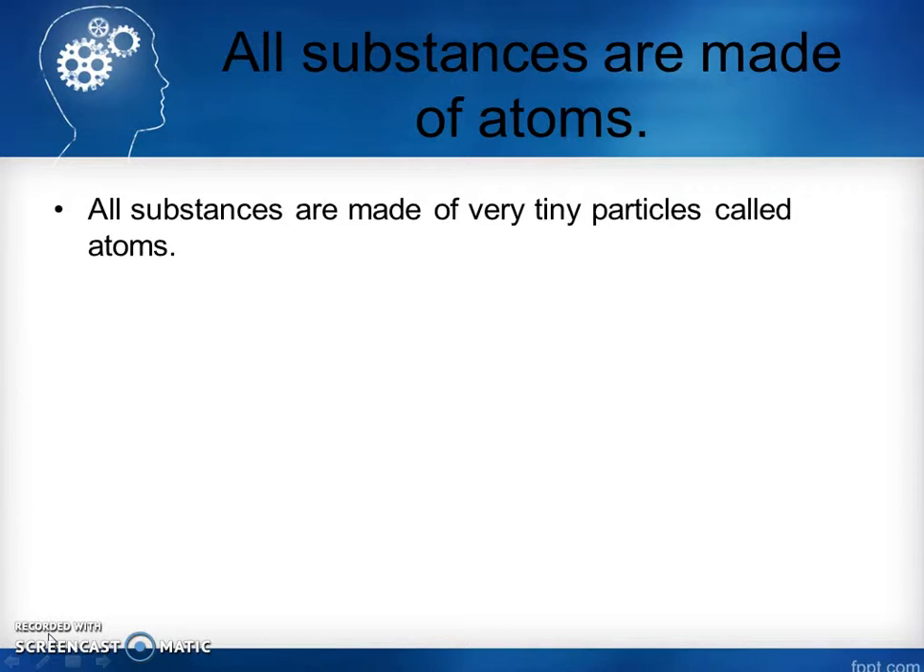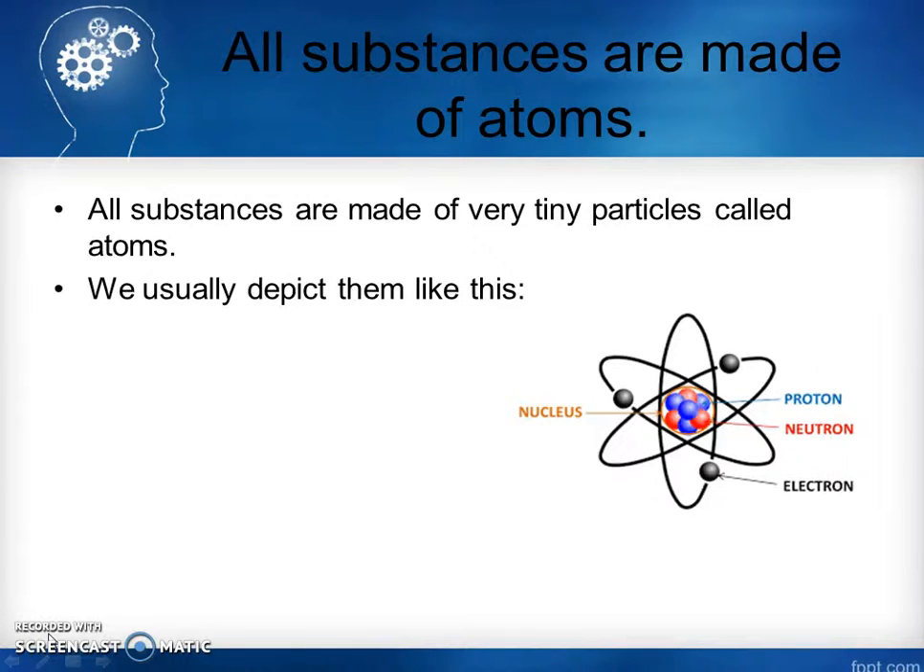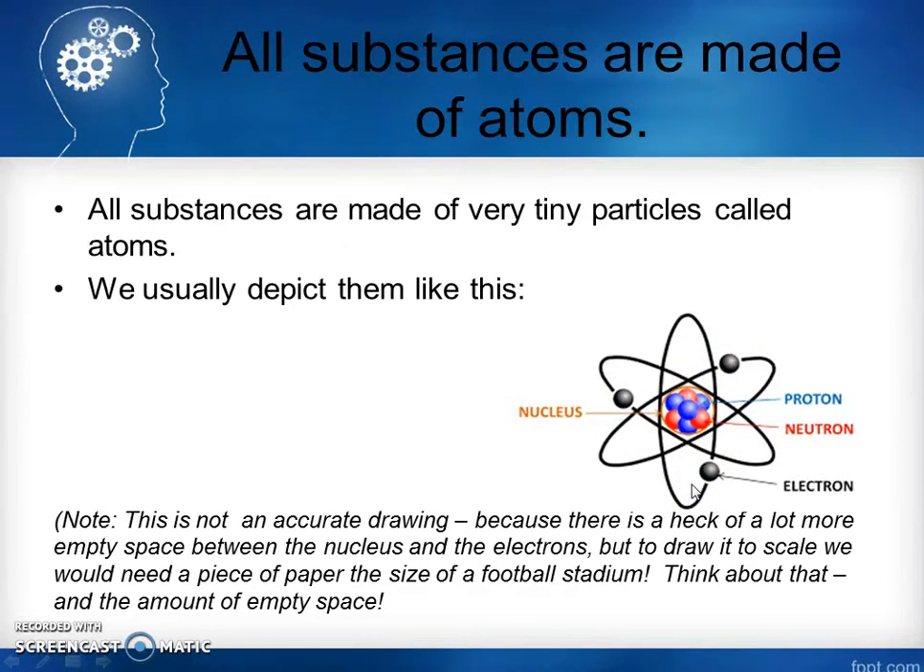All substances or materials are made of very tiny particles called atoms. We usually depict an atom like this, where you've got the nucleus here in the center that's made of protons and neutrons, and out along the outside, whizzing around, are these electrons. Now, this is not an accurate drawing because there is a heck of a lot more empty space between the nucleus here and the electrons.